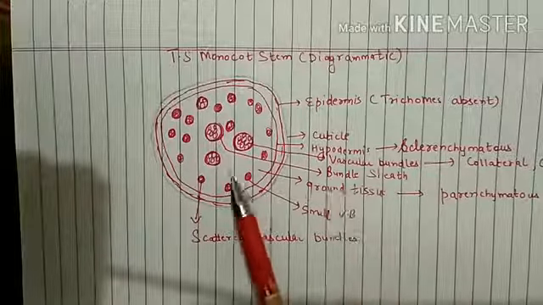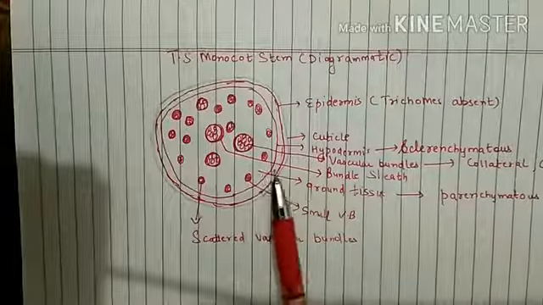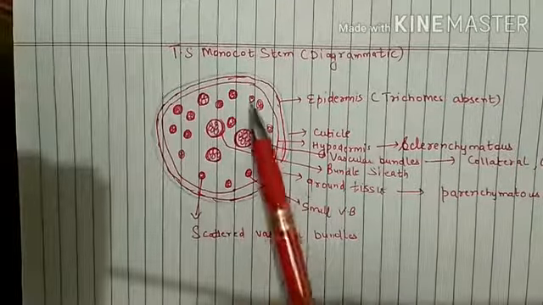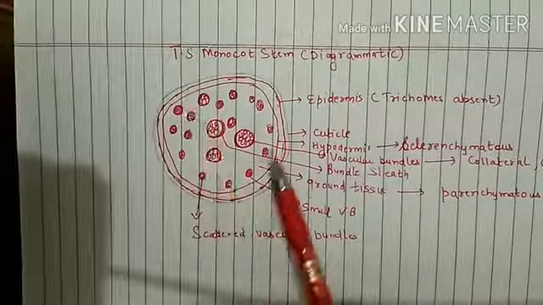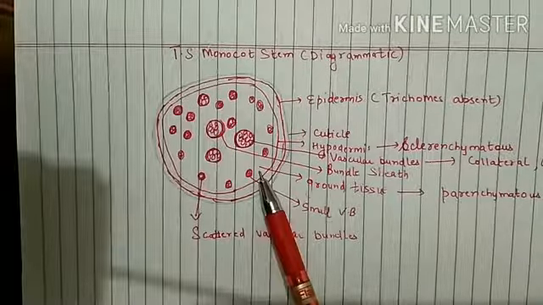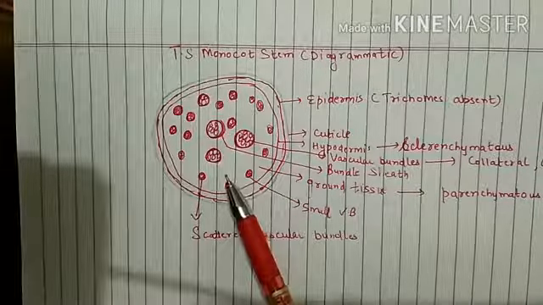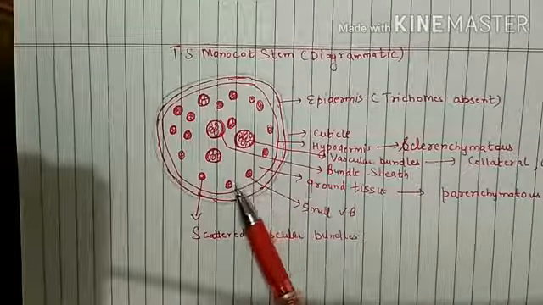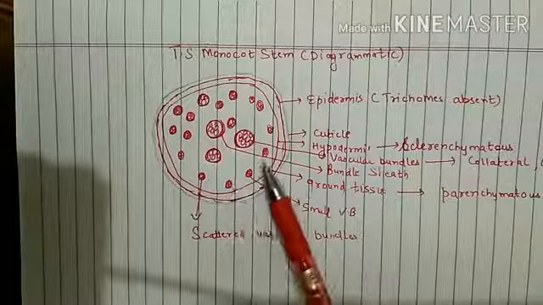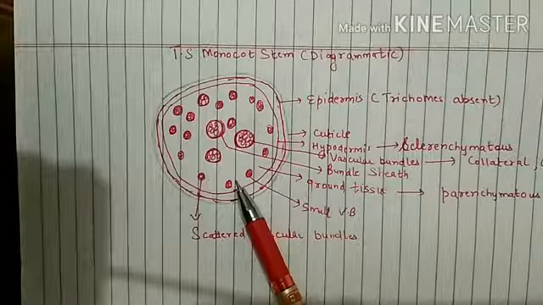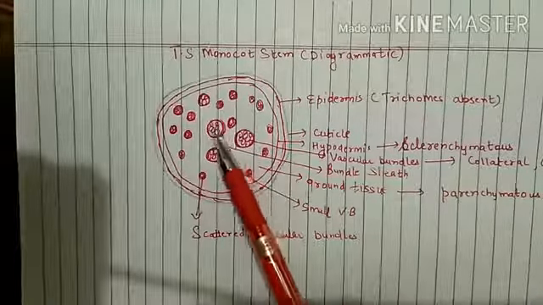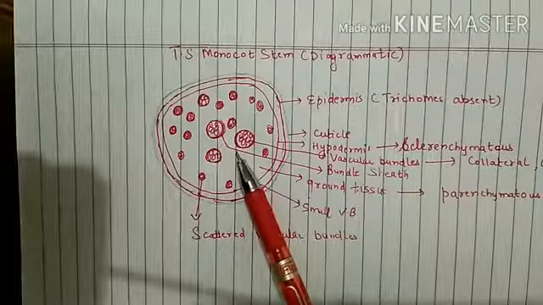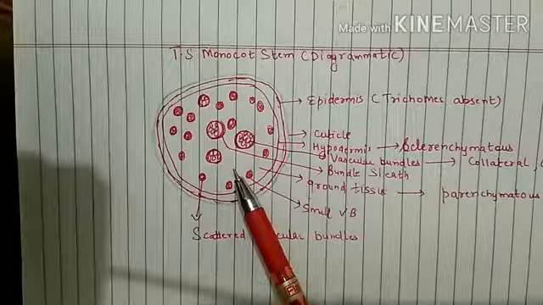And you are observing here the most important feature of the monocot stem is that the vascular bundles are scattered. This is the main feature of the transverse section of monocot stem. The vascular bundles at the periphery are small as compared to the vascular bundles present towards the center. So this is the major feature of the vascular bundles.